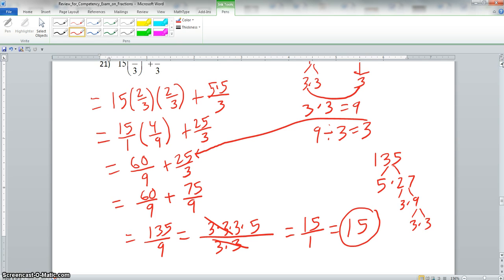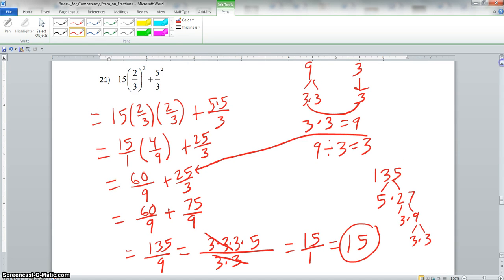Now this problem here was a little lengthy, but we still were able to get through it. So now we're done with the competency exam review.